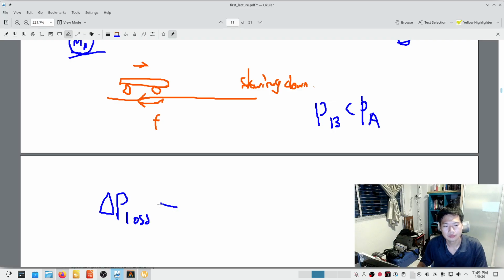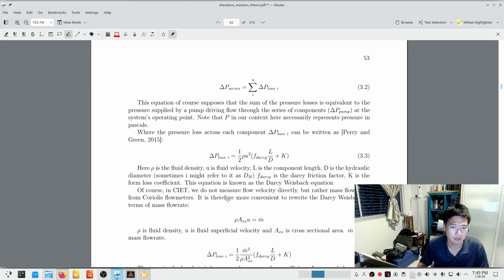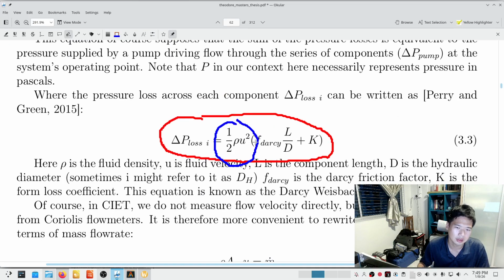Okay, how is it being calculated? It's actually calculated through the Darcy-Weisbach equation. This pressure loss is proportional to half rho u squared, which is what we call the dynamic pressure. There's dynamic pressure, and then you have this combined loss term, which is the foam loss plus the frictional losses.